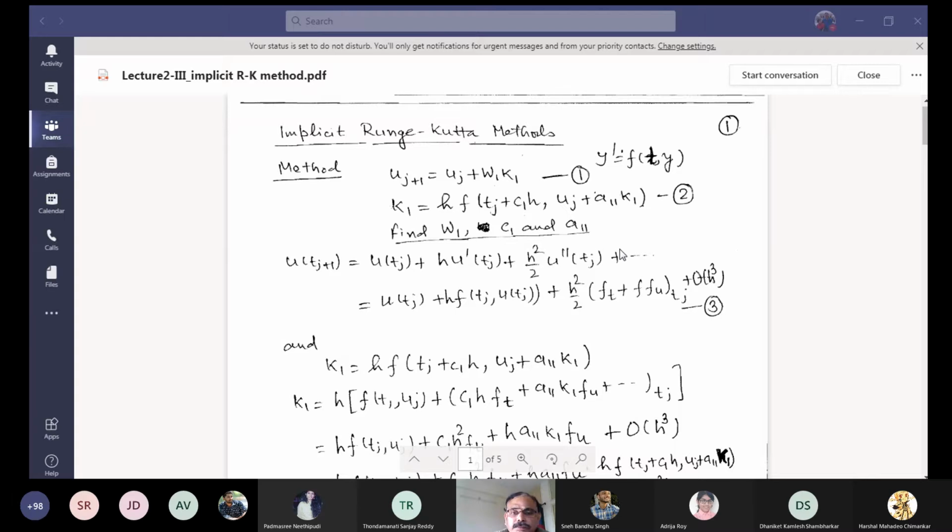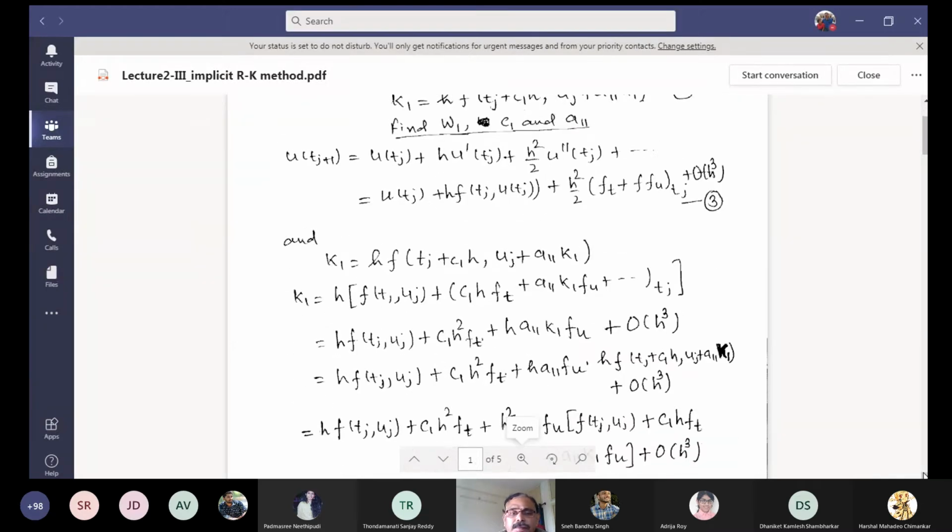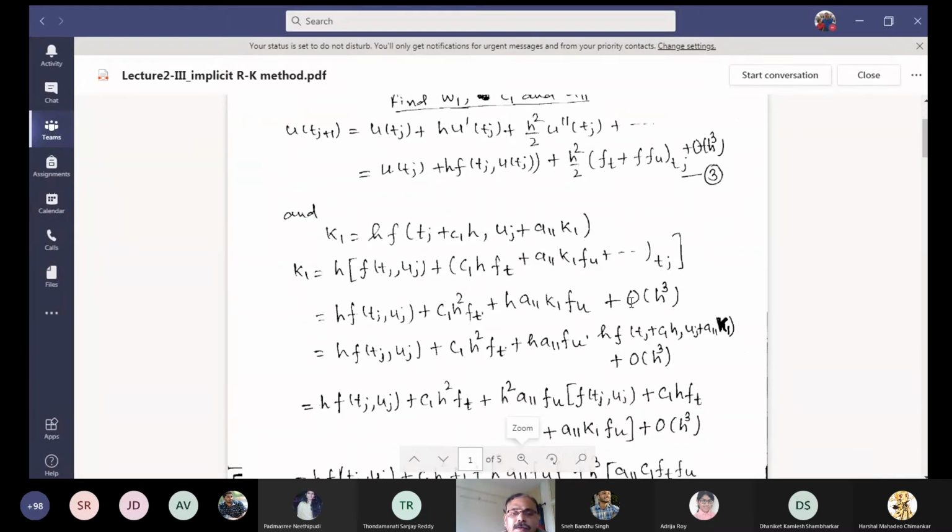Next term is capital order h cube term. Now, since k1 is an implicit function, to have the Taylor expansion of k1, we have to do it separately so that there is not any mistake. So let us see. k1 is written as h f of tj plus c1h, comma uj plus a11 k1, right? This has two components, so we will apply the Taylor expansion of two variables.